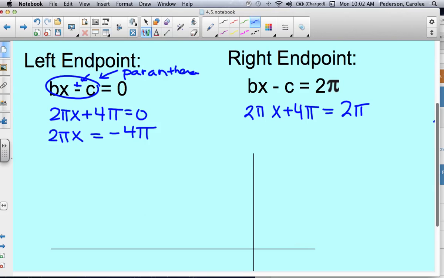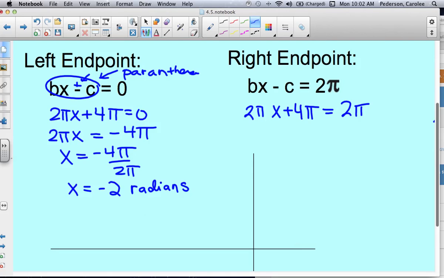All right. What will be the next thing to solve this for x? Divide by 2 pi. So negative 4 pi divided by 2 pi. The pi's are going to cancel. And then negative 4 divided by 2 is negative 2 radians. So our left endpoint, we're going to start on the x-axis, negative 2 radians.